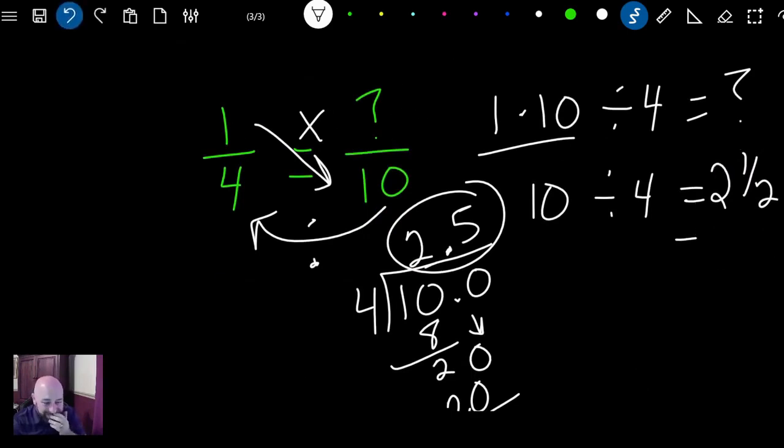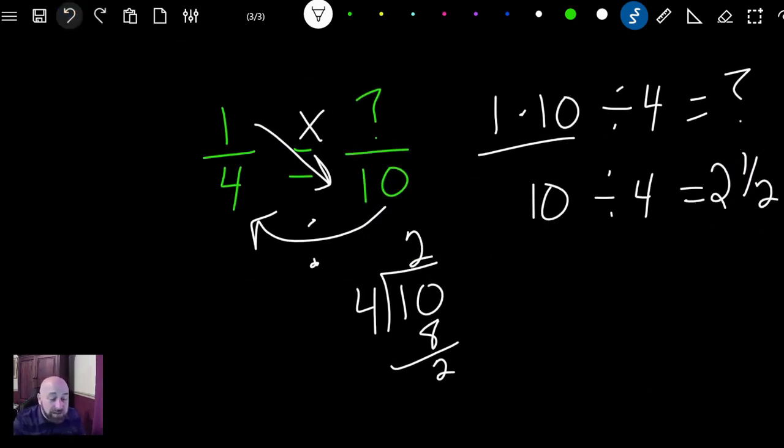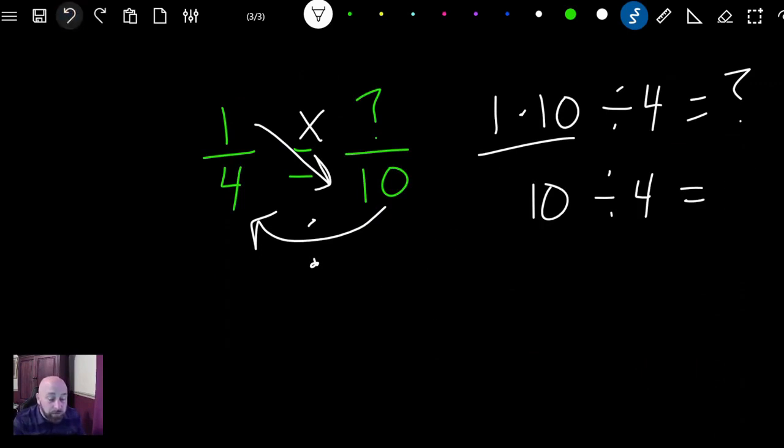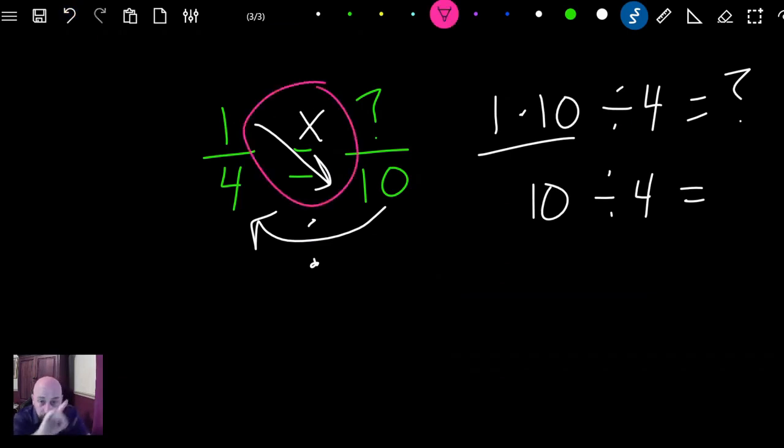Let me get rid of some of this mess so that you can see it a little bit easier, because I just want to go back and show you the formula right here. And here's what it is. Multiply across and then divide. Multiply and then divide, and you will get the correct answer.